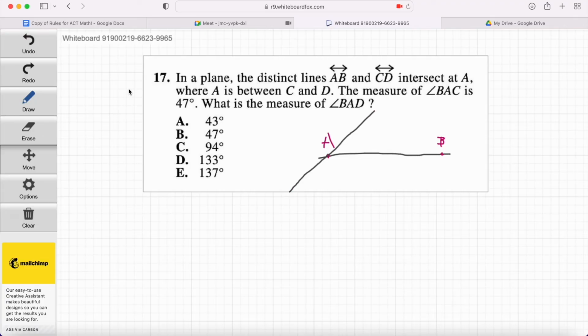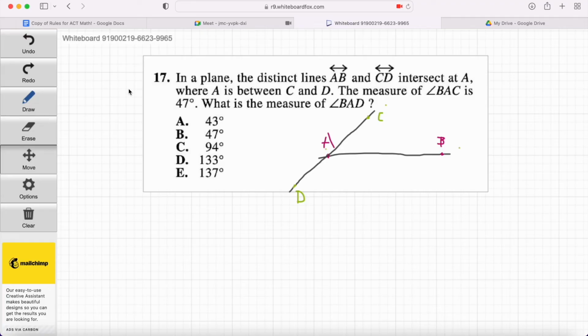Okay. So here's C, here's D, right? Because A is between C and D. They tell us that. Does that make sense? A, okay, yep. So in the middle. And then the measure of BAC is 47 degrees. So which angle is BAC? I think this is going to work out beautifully. Okay, right there.